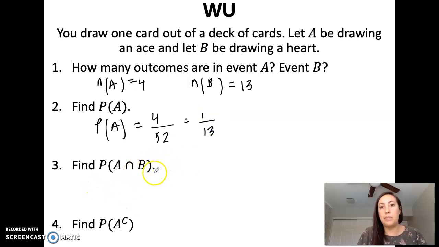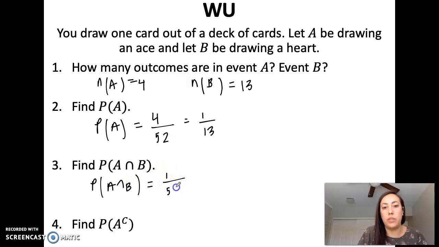Okay, A and B would be drawing both an ace and a heart, and there's only one way to do that because there's only one card, the ace of hearts. So probability of A and B would be equal to 1 out of 52, since there's only one card that satisfies both being an ace and a heart at the same time.